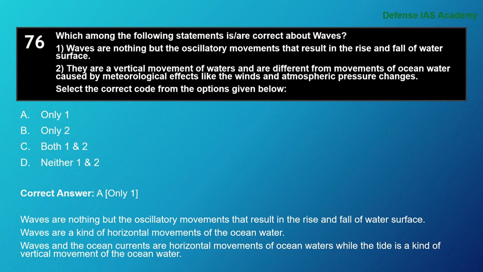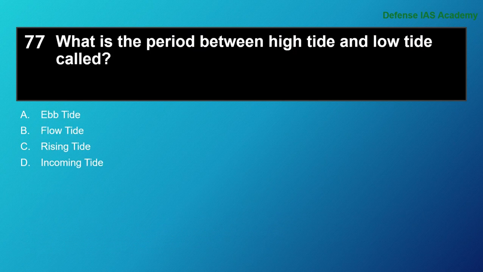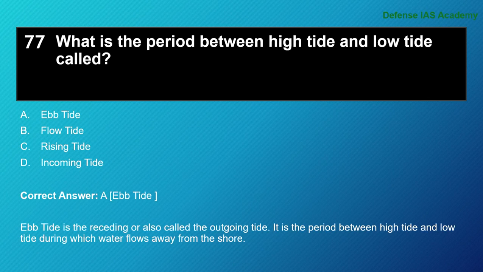Waves are nothing but oscillatory movements that result in the rise and fall of water surface. So wave is a kind of horizontal movement of the ocean water. The waves and ocean currents are horizontal movements of ocean water, while the tide is a kind of vertical movement of the ocean water.